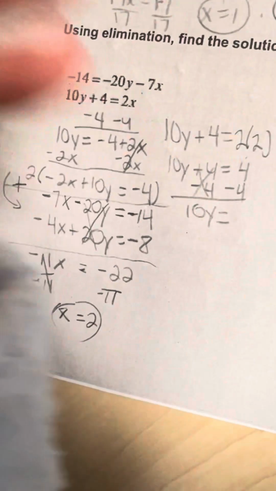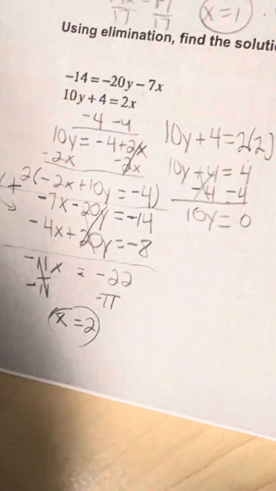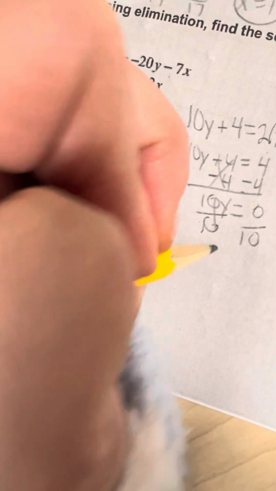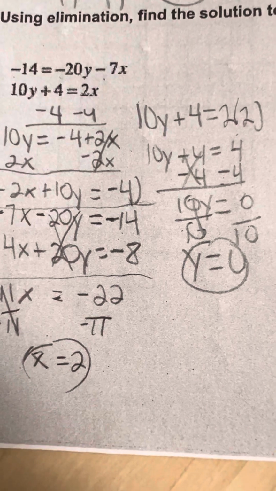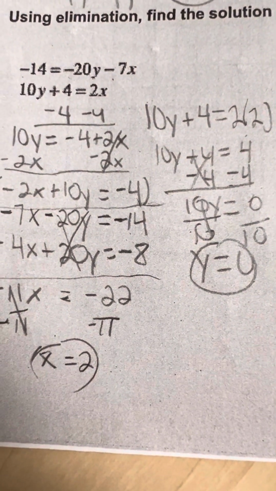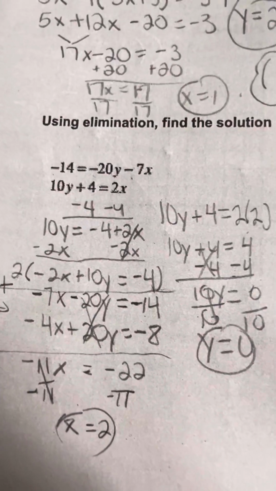Now I'm going to subtract 4 on both sides. 10y, this is gone. 4 minus 4 is 0. That's okay. Divide by 10, which gives me also 0. So this says that x is 2, y is 0. Now, if you panic because you end up with a 0 somehow, check it. Make sure that it works.